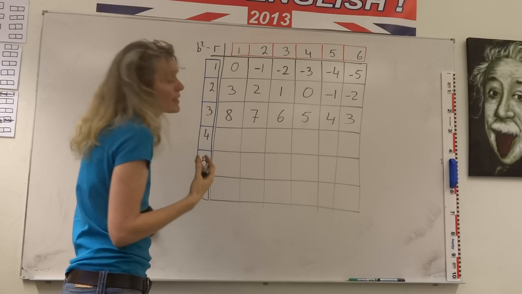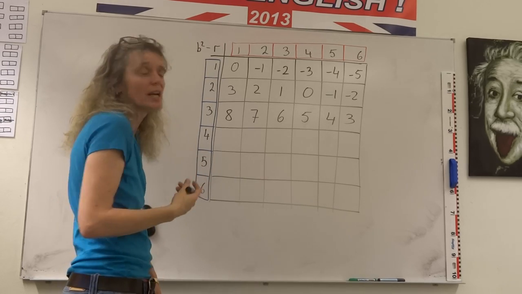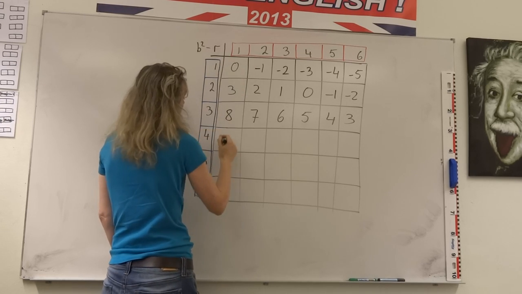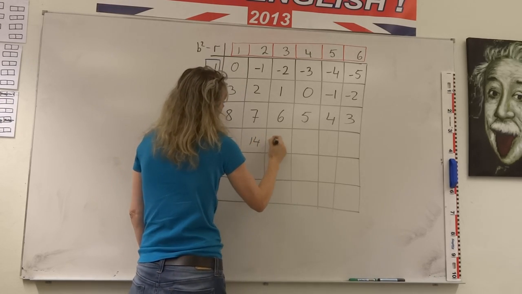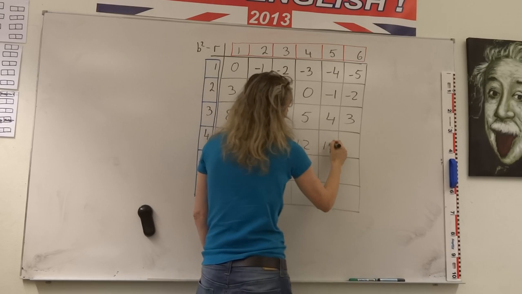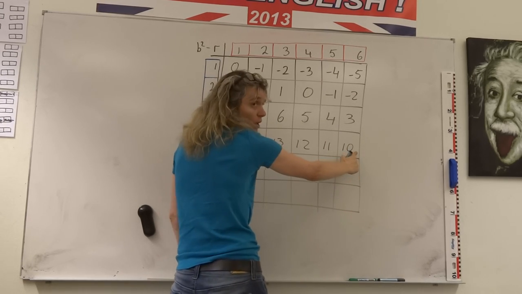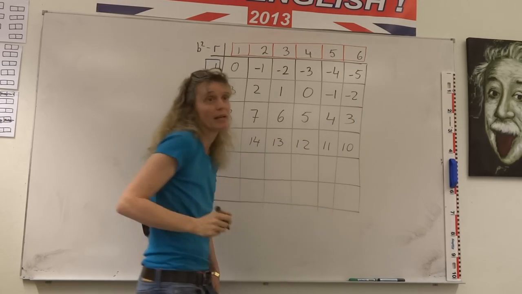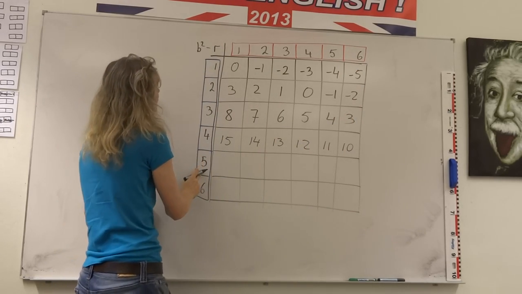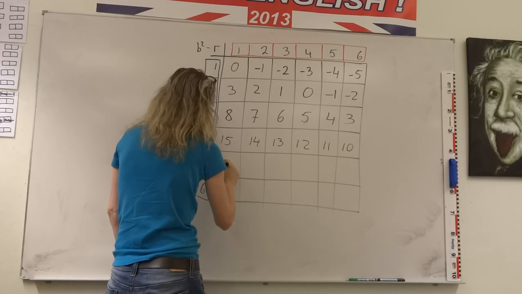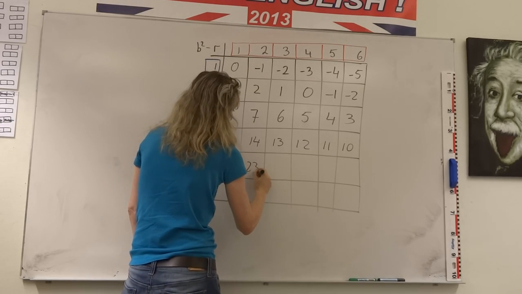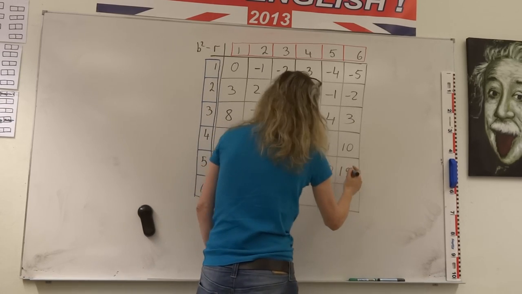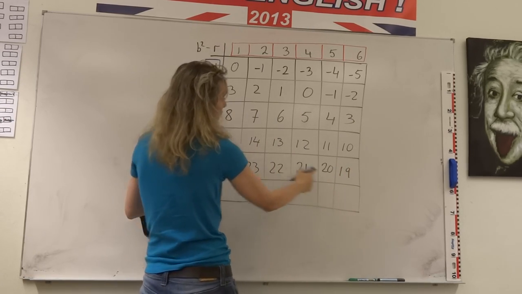So it looks like it's going to take a long time, but there's usually often a quick way of doing it. 4 squared would be 16. 16 minus 1 would be 15. So I'm expecting it to go 13, 12, 11, 10. Check the last one to make sure: 16 minus 6 would give me 10. 5 squared is 25. 25 minus 1 is 24. 23, 22, 21, 20, 19. Check the last one. 5 squared is 25.